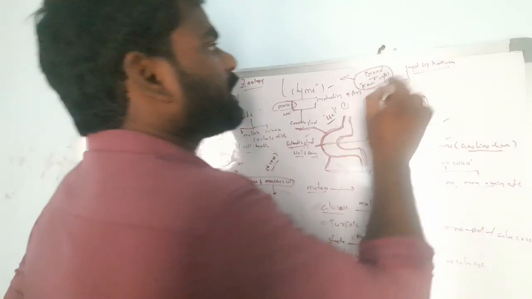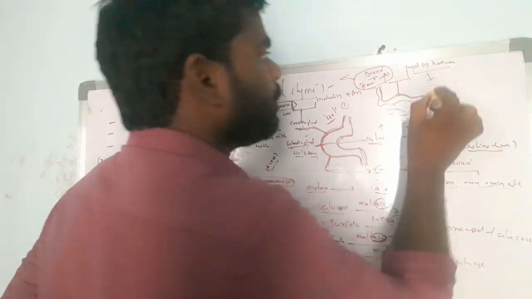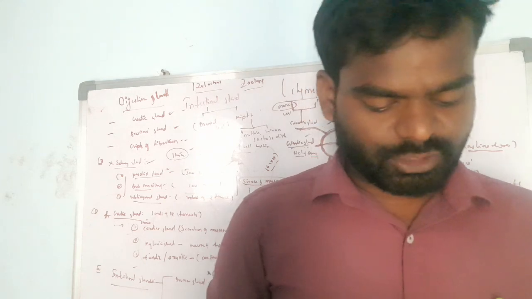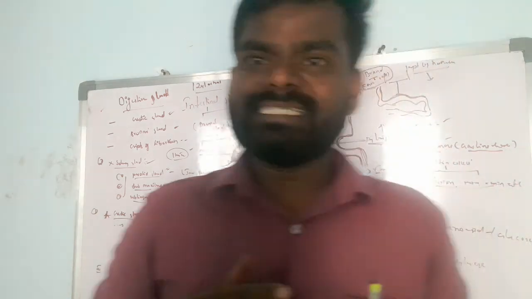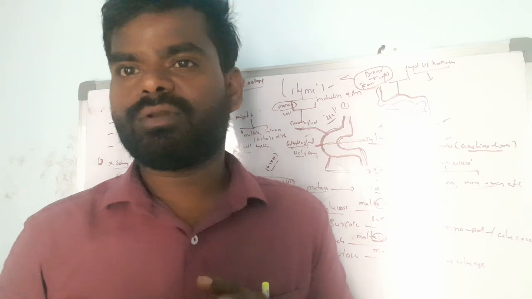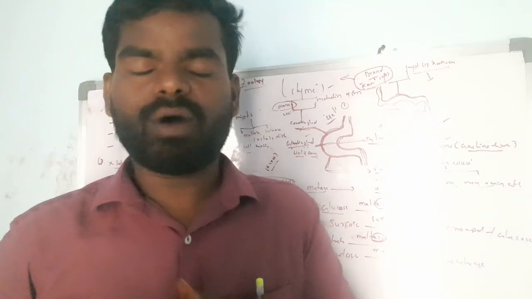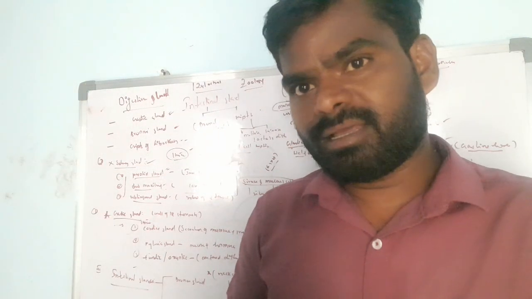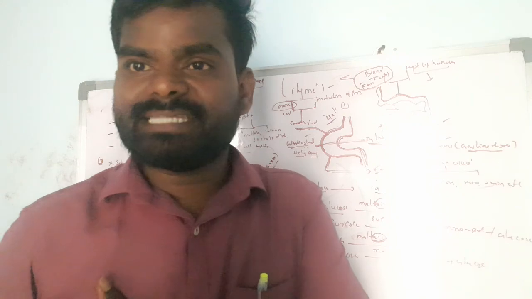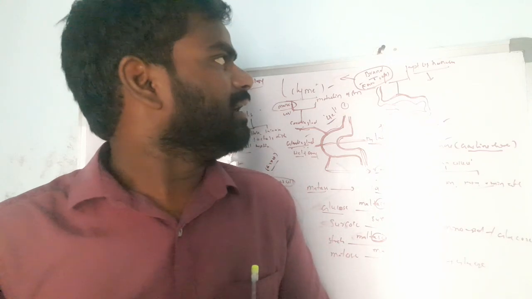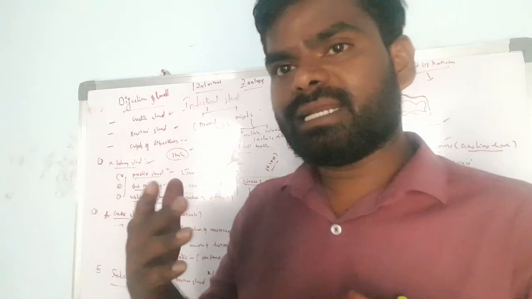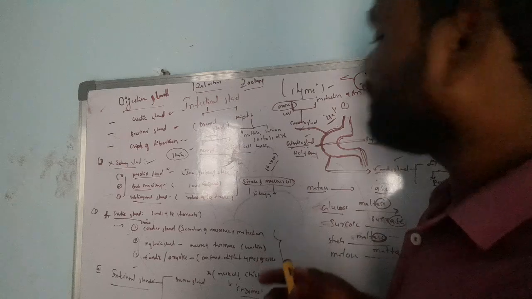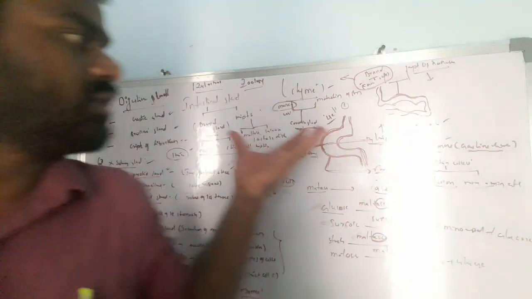And next, crypts of Lieberkuhn. Crypts of Lieberkuhn are one of the intestinal glands. The crypts of Lieberkuhn release so many enzymes, for example maltase, sucrase, galactase, dipeptidase, tripeptidase, and many different types of enzymes. So these are the types of glands.